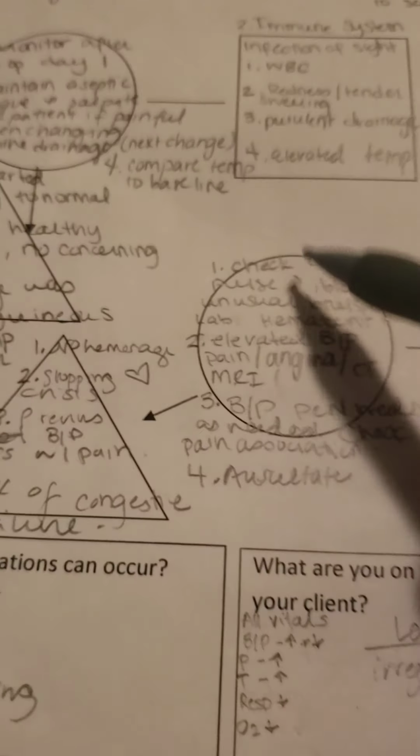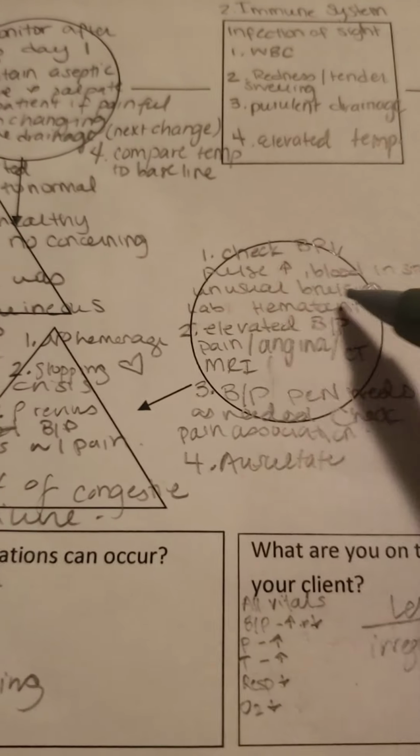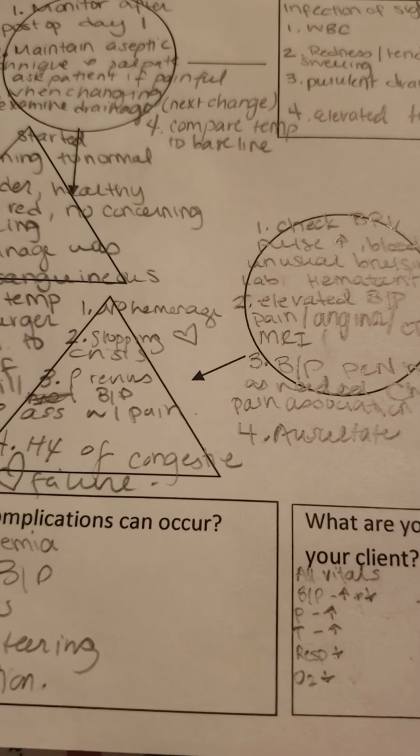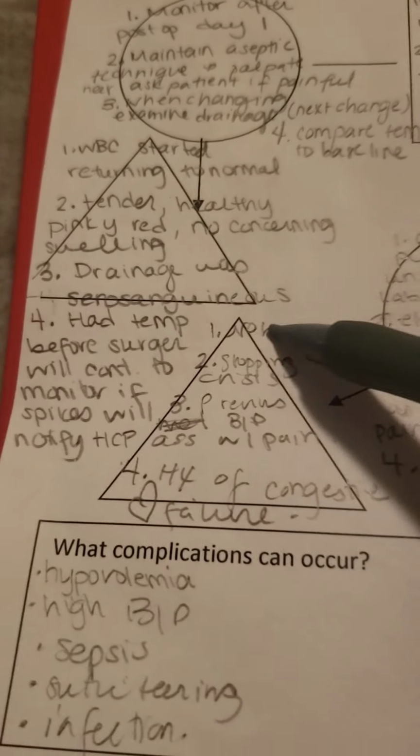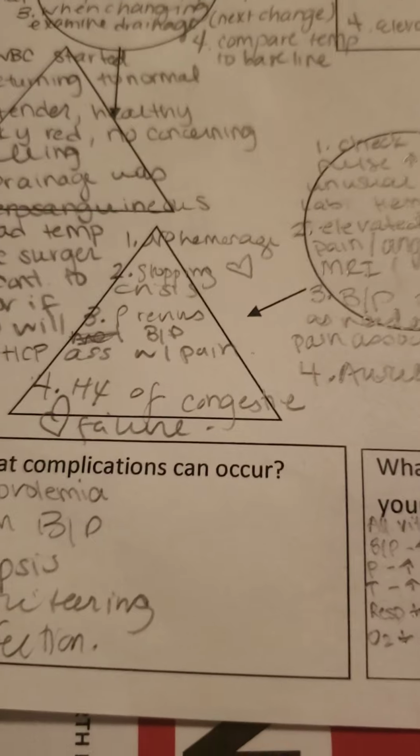You would do that by checking if the blood pressure would be down and pulse would be up. There could be blood in stools, unusual bruising around the site or in the abdomen. And then, of course, doing labs like hematocrit to see what the levels are. And if those were positive, then yes, it would be a hemorrhage. And then we would want to contact the surgeon or doctor.